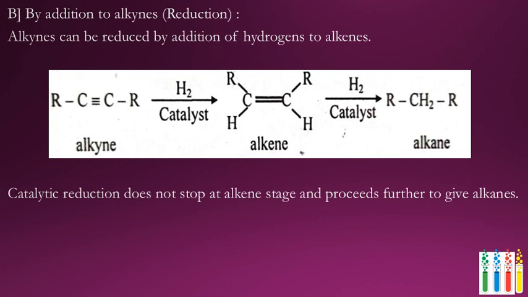Then next, by reduction of alkynes. Alkynes can be reduced by addition of hydrogen to give alkene. Here alkynes undergo reduction in the presence of H2 and catalyst, then this changes to alkene, and when this alkene again undergoes reduction, hydrogen adds across this carbon-carbon double bond, and we get alkane as the final product. Therefore, catalytic reduction does not stop at the alkene stage and proceeds further to give alkane. Therefore, this is not a suitable method for the preparation of alkenes.